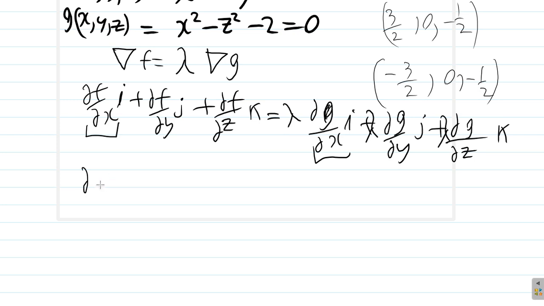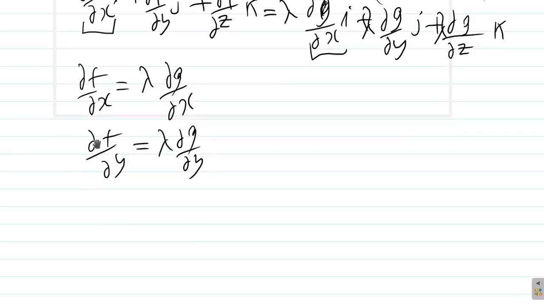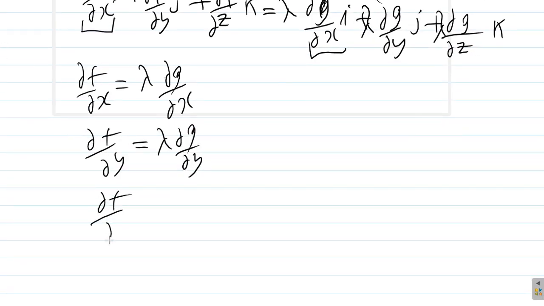You have delta f by delta x equal to lambda delta g by delta x. And then delta f by delta y is equal to lambda delta g by delta y, and delta f by delta z is equal to lambda delta g by delta z. And then you have the constraint itself, g of x, y, z.